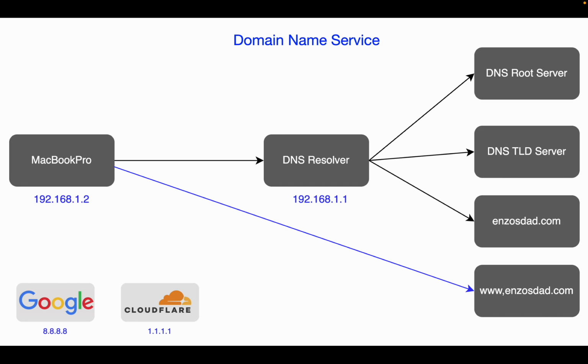DNS. This is probably one of the most important things on the internet. So I've got a MacBook Pro, and we've got the host file, and we've also got caches, and we've got caches in the router. There's something called time to live that you can set, and we'll play with that in an advanced session. But just now, all you need to know is, if we are looking for enzorsdad.com, just an example website.